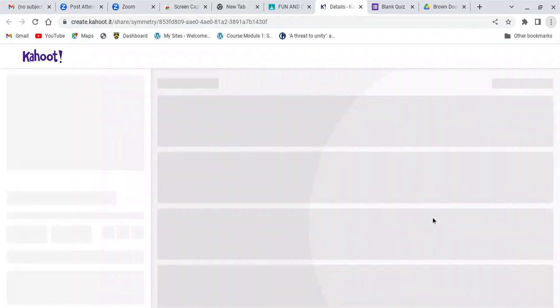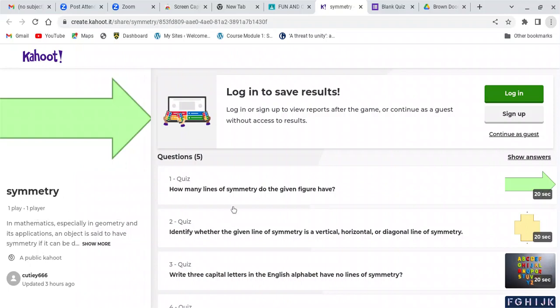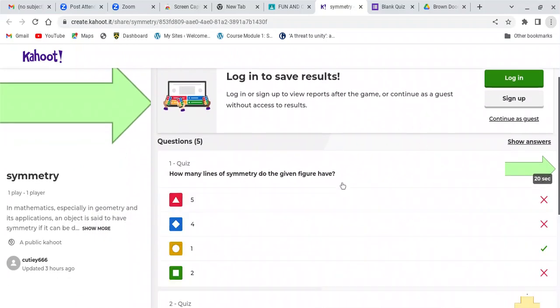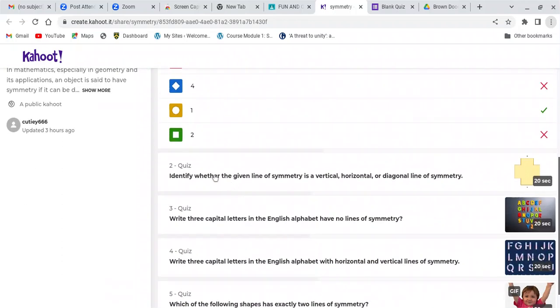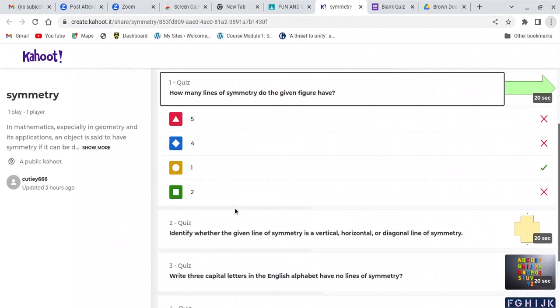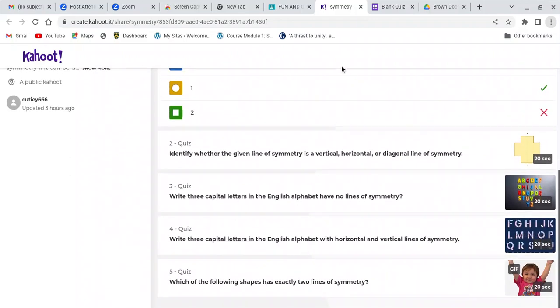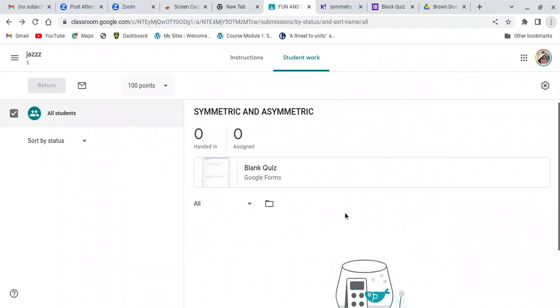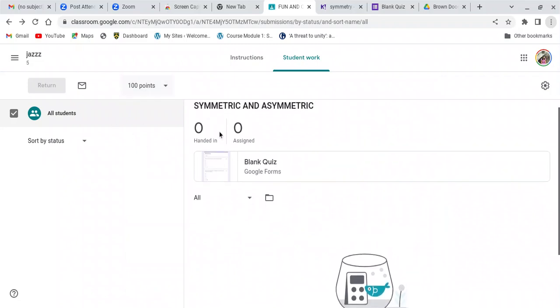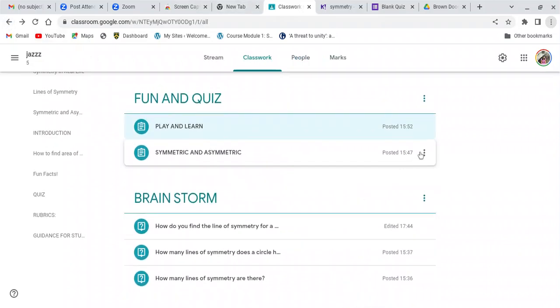This one is the Kahoot one. If they click on this, they will be directly linked to it. And these are the questions for this. How many types of symmetry does the given figure have? This is the figure you will see in the Google form. Then there is another question: identify whether the given line of symmetry is vertical or horizontal, in a figure. Then there are three more questions like this. Such kind of things I provided to them.